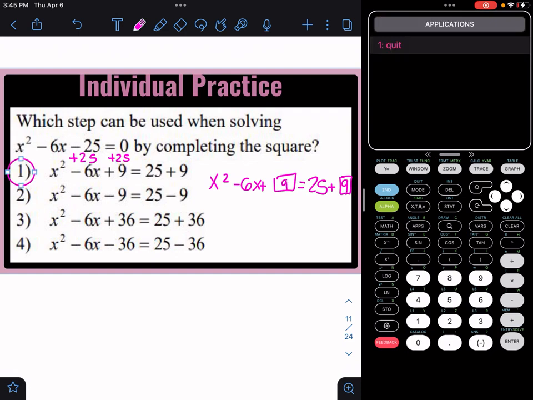I know my answer wouldn't be choice 2 or 4 because I can never be subtracting a number from both sides. I'm always adding a number to both sides.